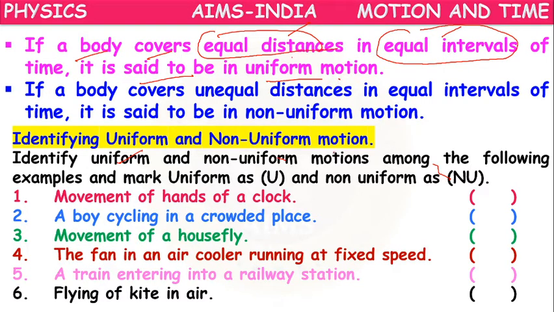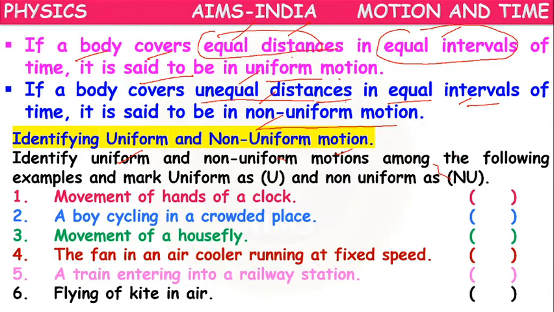Now, while defining non-uniform motion, what change will we make here? If a body covers unequal distances, instead of equal distances, in equal intervals of time, whereas the time interval will be the same, only the distance will change, it is said to be in non-uniform motion. In that way we can define uniform motion and non-uniform motion.